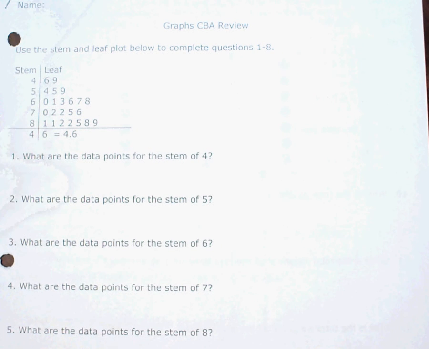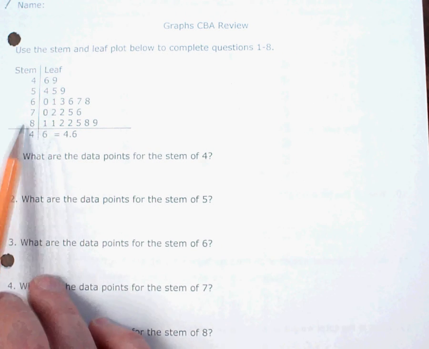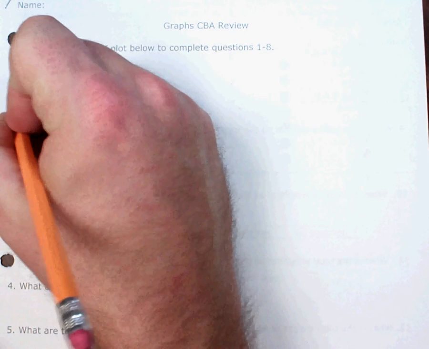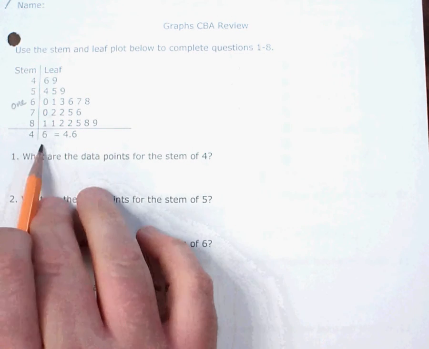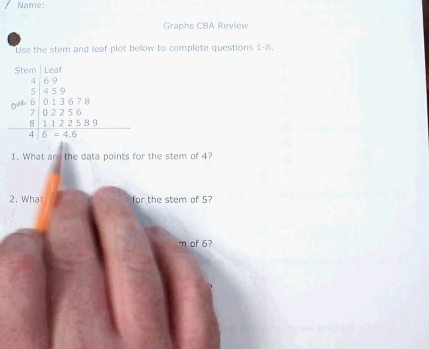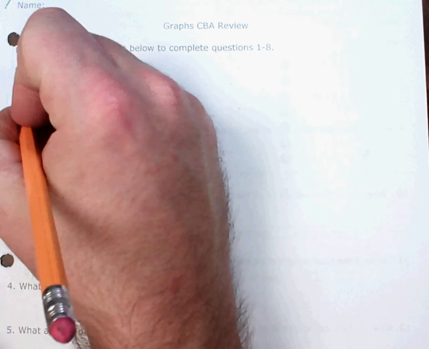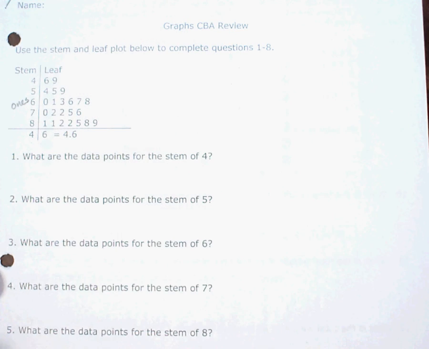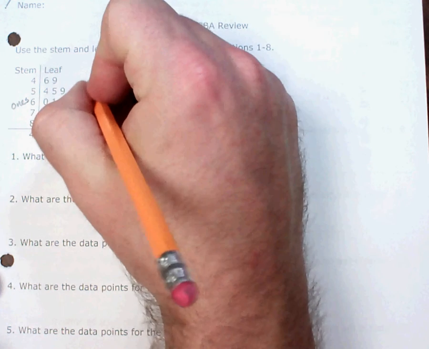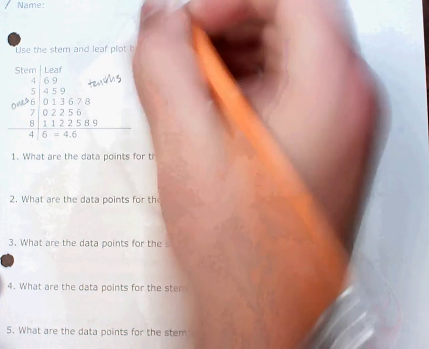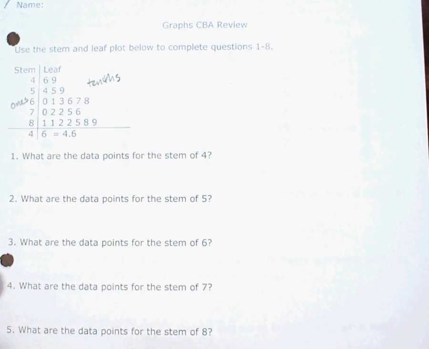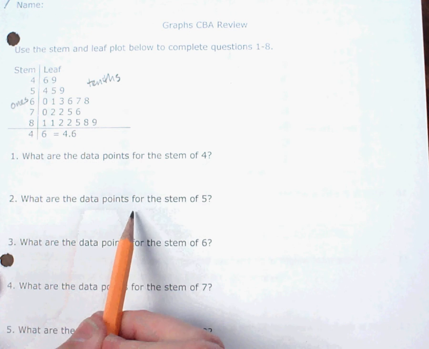The biggest thing we need to remember is that for this particular stem, and it tells us down here at the bottom that 4|6 is 4.6, and so remember that this is the ones place with our stem, and our leaves are in the tenths place. All right, so for number 2, what are the data points for the stem of 5?